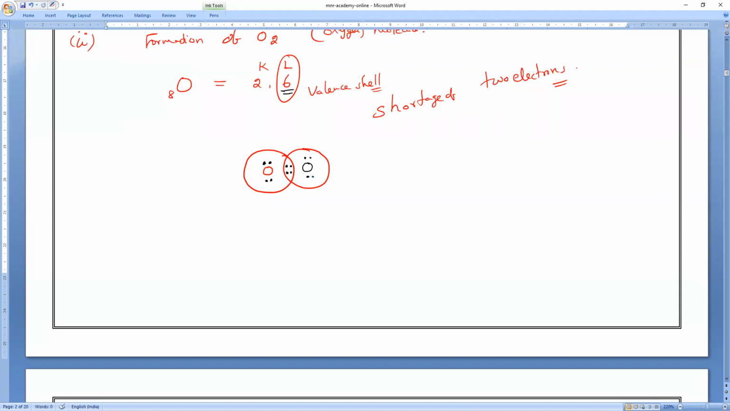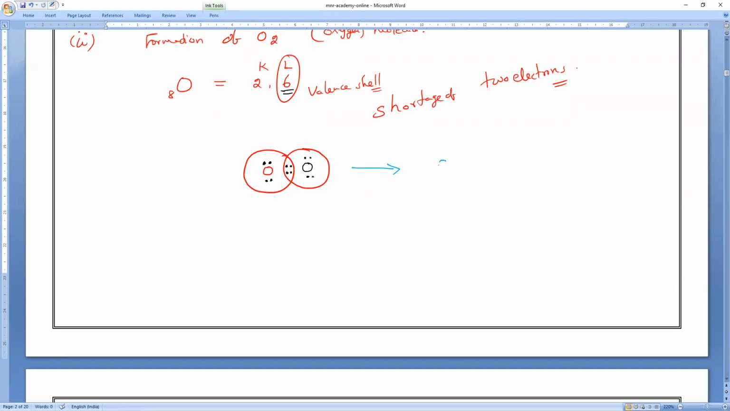Now, look at only the first oxygen atom. How many electrons does it have in the valence shell? Count it, forgetting the second circle. It has 8 electrons: 1, 2, 3, 4, 5, 6, 7, 8. So it will feel that it is stable. Now the second one: 1, 2, 3, 4, 5, 6, 7, 8. It also has 8 electrons, so they will feel stable.